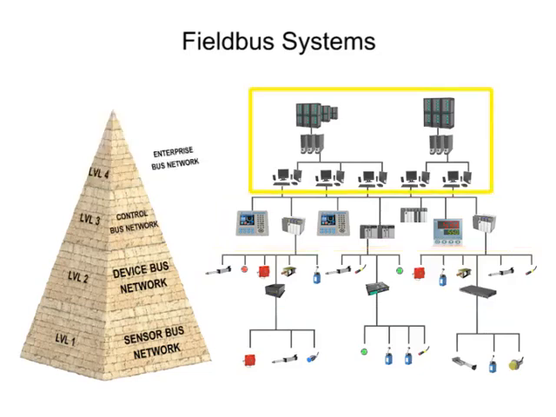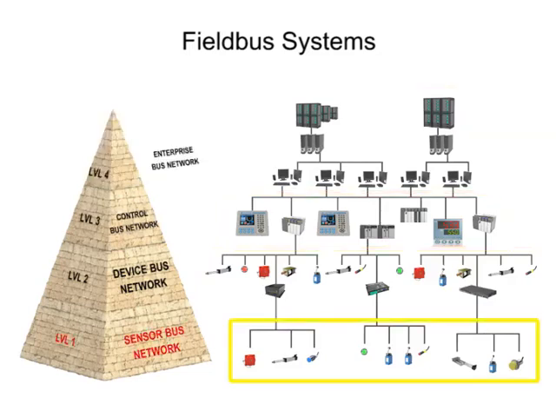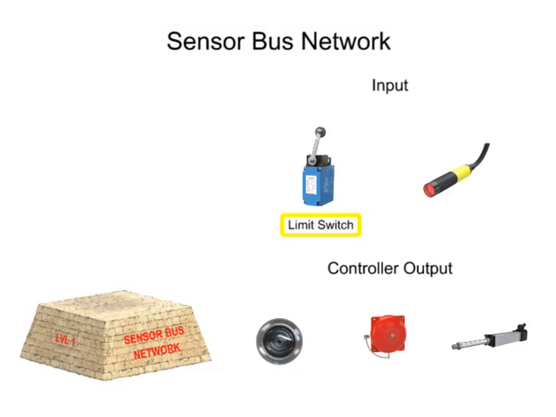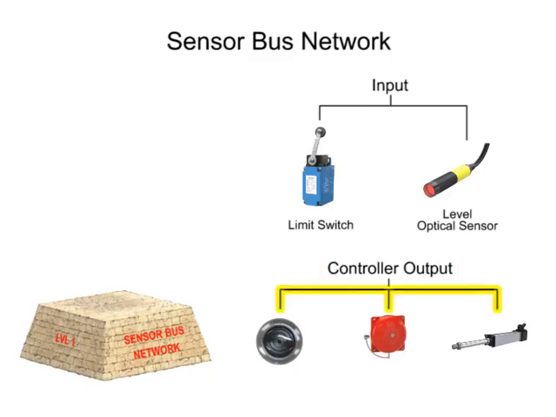The most basic level is the sensor bus networks. Sensor bus networks are the least complex of networks developed for industrial application. In these networks, multiple basic field devices like limit switches or level optical sensors are connected to one network cable. The sensor bus network is also capable of transmitting output signals from the controller over one cable to indicator lamps, alarms, or other actuator devices.